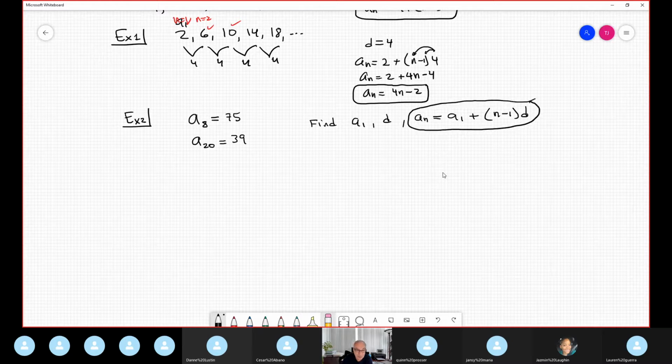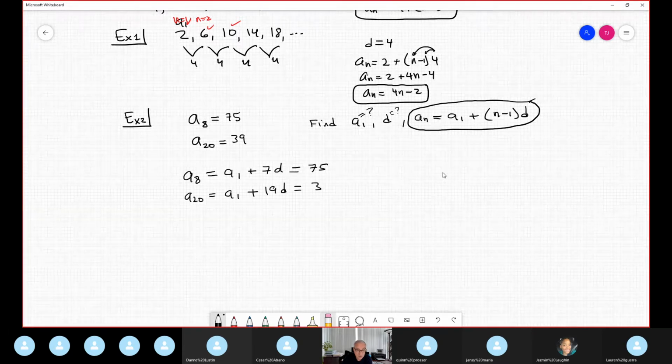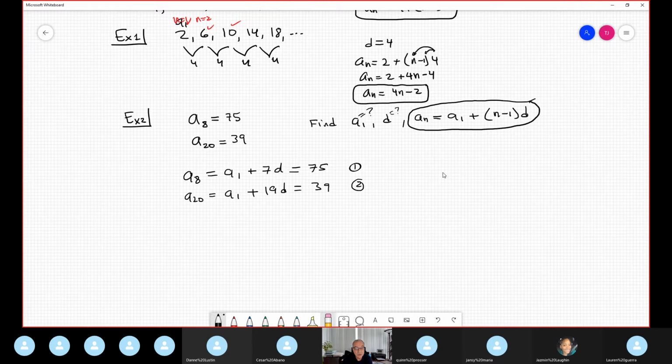Now, I apply the formula 2 times. I apply, for example, A sub 8 is A1 plus 7d equal to 75. Why 7? Where does this 7 come from? Because it's 8 minus 1. The first term, I have no idea. And the common difference, I have no idea. And likewise, for 20, it is A1 plus 19d equal to 39. At this moment, we have two equations, 1 and 2, and two unknowns, A1 and D. And we are experts.